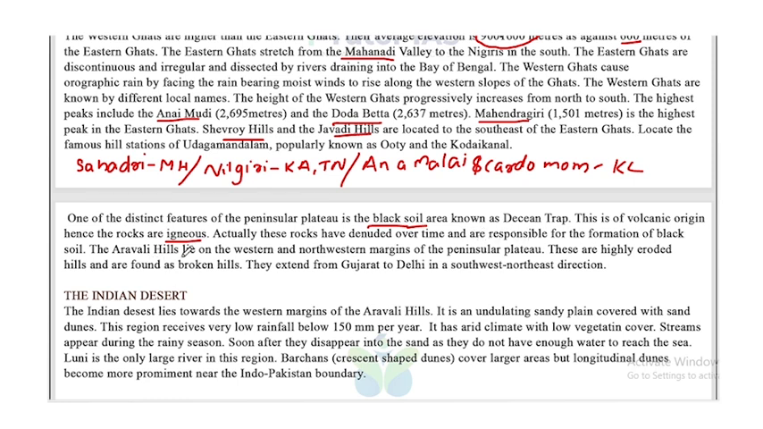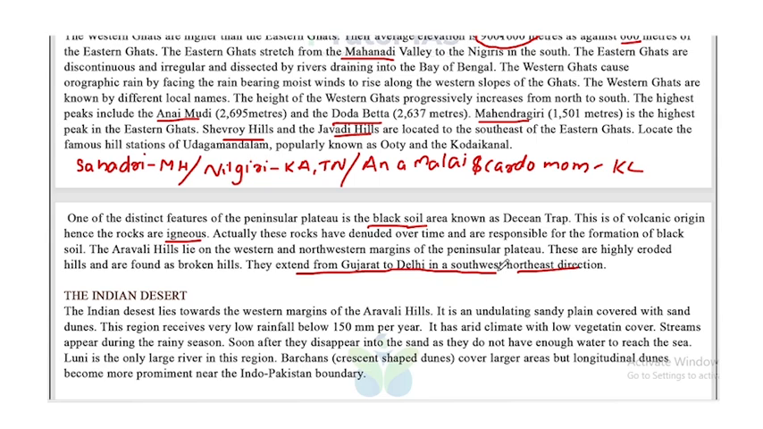The Aravalli Hills lie on the western and northwestern margins of the Peninsular Plateau, and these are highly eroded and broken hills. They extend from Gujarat to Delhi in the southwest to northeast direction.